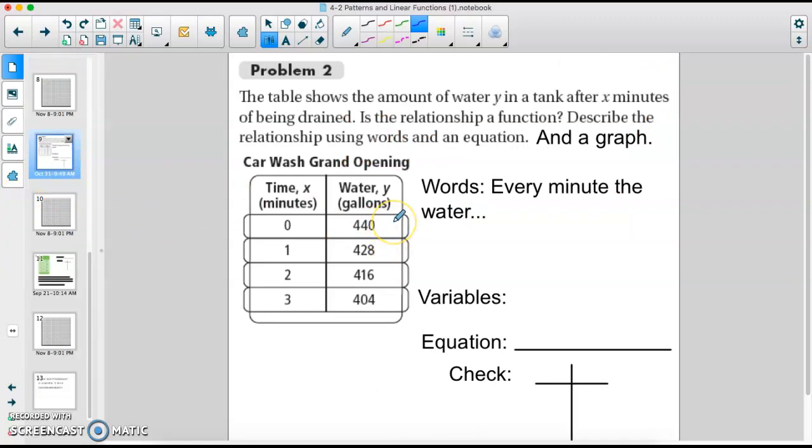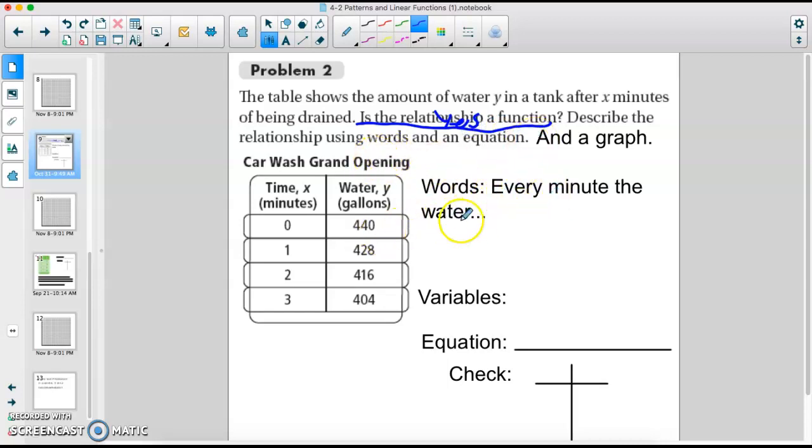Okay, now we have the amount of water, y, in a tank after x minutes. Okay, so how much water is left? I don't know. Depends on the number of minutes, right? So is the relationship a function? We need to ask ourselves, does each x go to exactly 1 y? In this case, each x relates to exactly 1 y. So yes, it is. Is the relationship a function? Yes. Okay, now we need to describe the relationship using words.